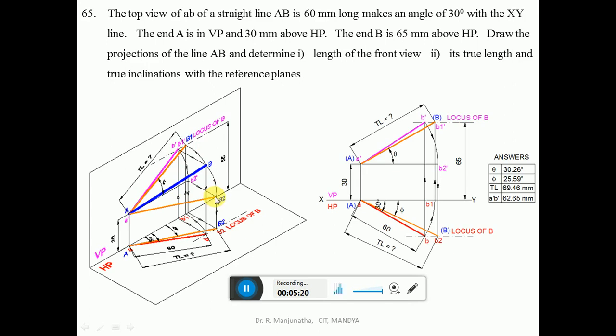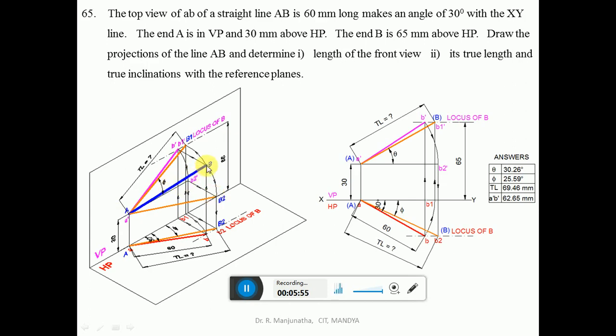When it is projected onto the horizontal plane, you get A in VP and B2 on the locus of B. So this is going to be the true length of this line, and also the inclination made by that with respect to VP, which is phi. Now when you are rotating this point B in space, you are rotating the front view line AB, which is above HP by 65 mm, such that it comes to 30 mm above HP.